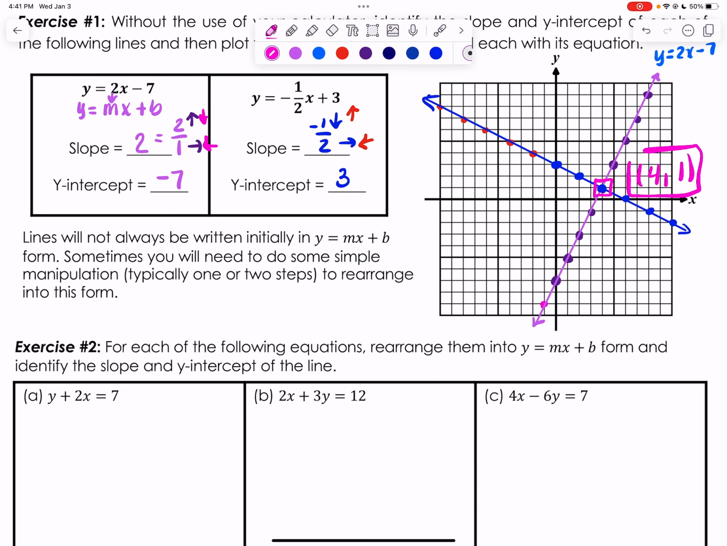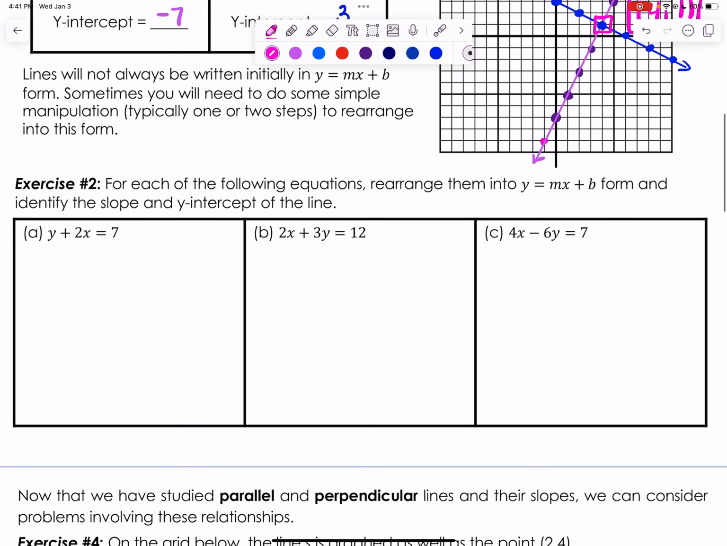Now, the thing is, you guys are in the 10th grade, so lines are actually not always going to be in that y equals mx plus b form, so you're going to have to do some simple manipulations to rearrange them into this form. But it's always only like one or two steps. So in the exercise below, we're going to practice rearranging into y equals mx plus b form and then identifying the slope and y-intercept of our line.